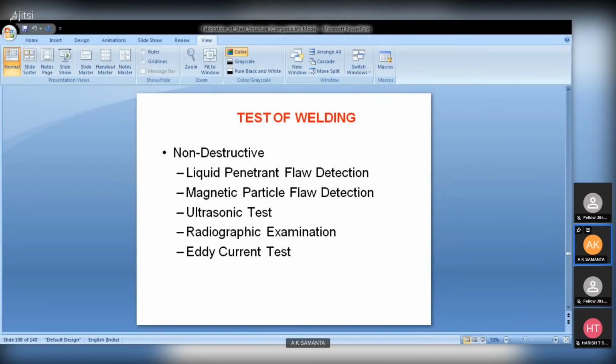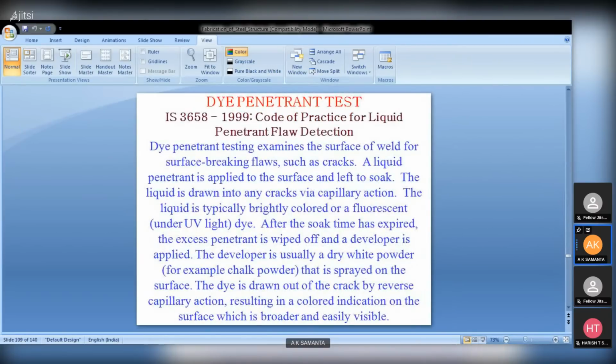So in non-destructive test, what we will do is find out the crack mainly, so that there should not be any crack. For determination of crack, we have two manual tests. One is liquid penetrant test, or dye penetrant test, another is magnetic particle test. And another three types of tests are ultrasonic test, radiographic test, and eddy current test. Now in dye penetrant test, IS 3658 is the relevant code. Kindly go into the details.